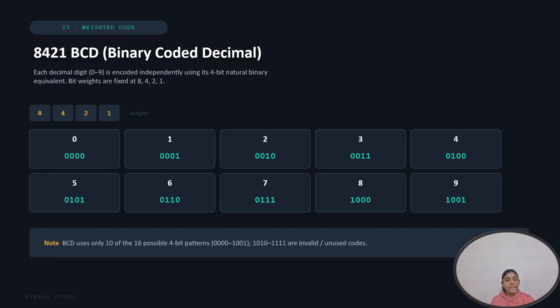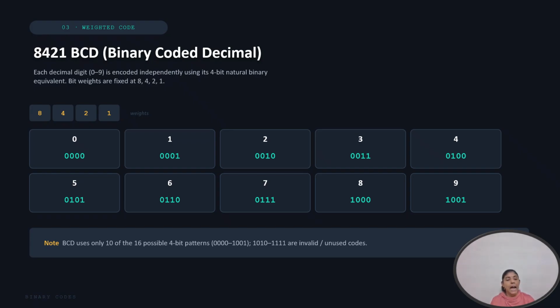Next it is 3. 2 plus 1 is 3. So 2 and 1 have weight on, other places weight off. Next it is 4. 4 alone weight on. So 0100. Next 5. When will you get 5? 4 plus 1 is 5. So 4 and 1 weight on, other two places are weight off. Next it is 6. So 4 plus 2 is 6. So 4 and 2 weight on, other places are weight off. 7. 4 plus 2 plus 1 weight. 7 weights on, other places weight off.